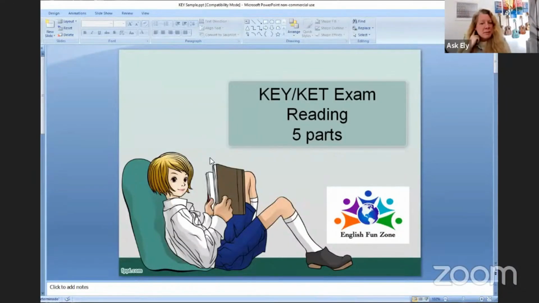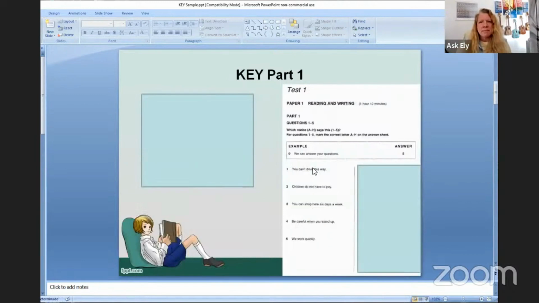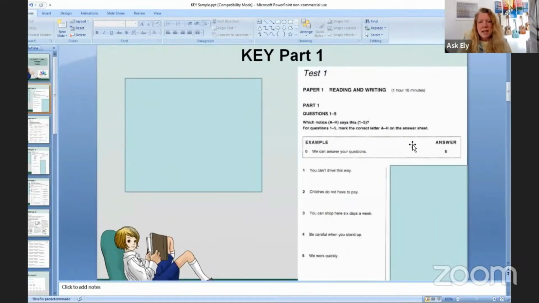Okay, so now you should be able to see the PPT. Now there are 5 parts in the exam in the reading section. We're just focusing on the reading section. Now, most of my students that take this exam are usually between the ages of, let's say, 8 and 12. So sometimes they take this exam early, sometimes they take it a little later. So I'm going to speak fairly slow so that you're able to understand these tips.